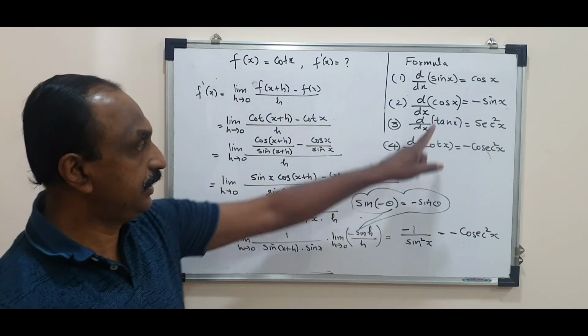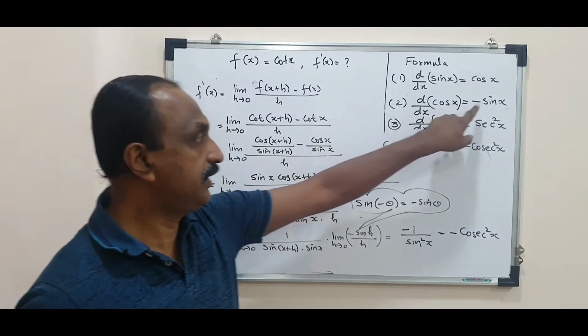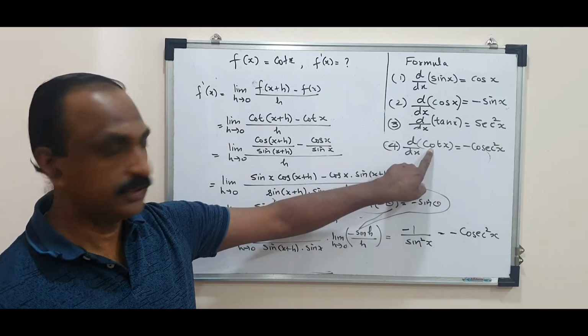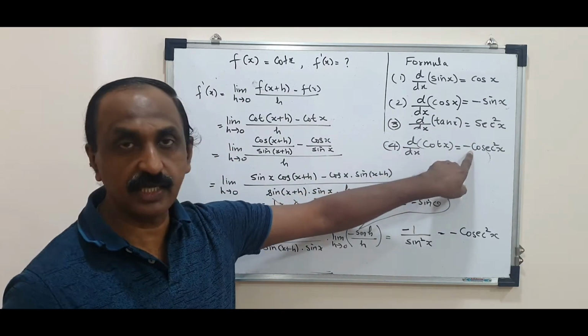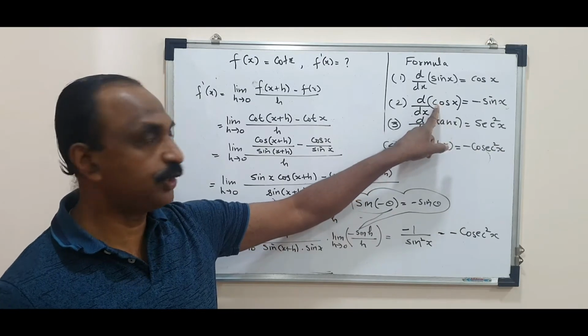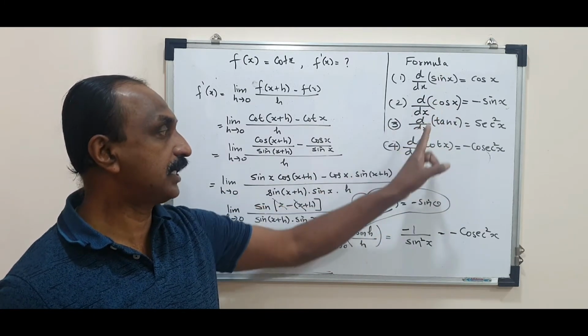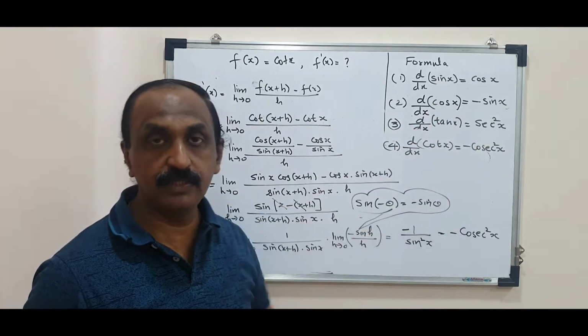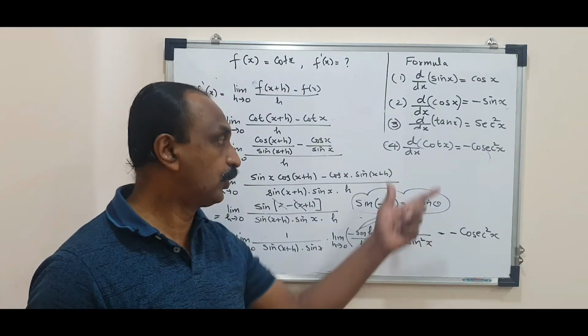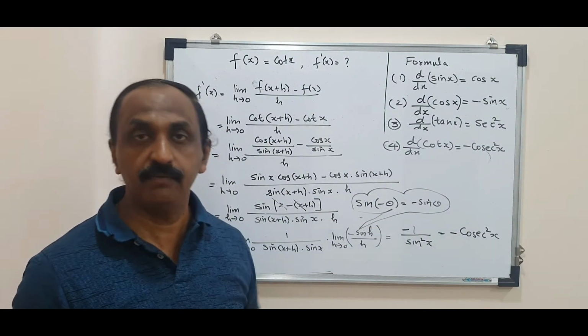Very interesting to see. See, cos starts with a C, negative sign. Cot starts with a C, negative sign. So whenever the derivative of a trigonometric function starts with C, it will always end up with a negative sign. So you will notice that even cosec x also will have a negative sign.